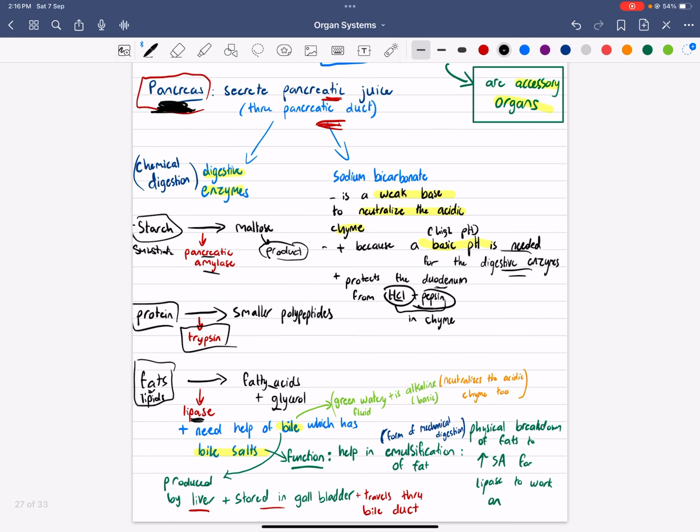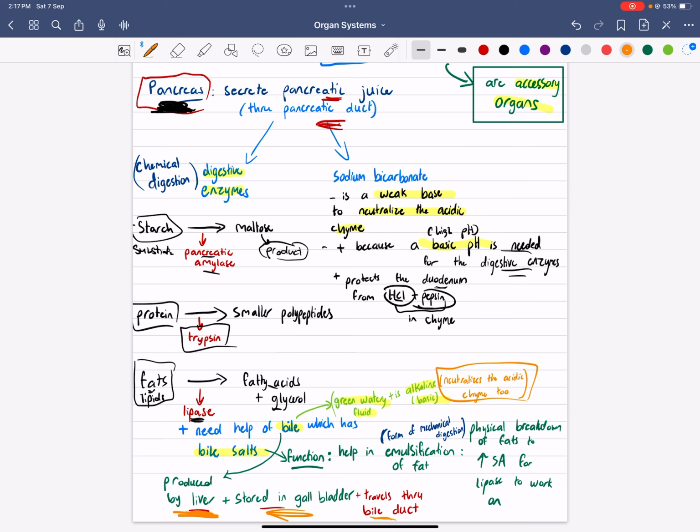What is bile? Bile is a green, watery fluid, which is also alkaline, so it's basic. What does it also help to do? It neutralizes the acidic chyme also. Okay, this is also important. Now this bile is produced by what? It's produced by the liver, which is another accessory organ. And it is stored where? In the gallbladder. So the liver produces bile, then it is stored where? In the gallbladder. And how is it transferred from the gallbladder into the intestine? By the bile duct. And remember, the gallbladder is also an accessory organ.